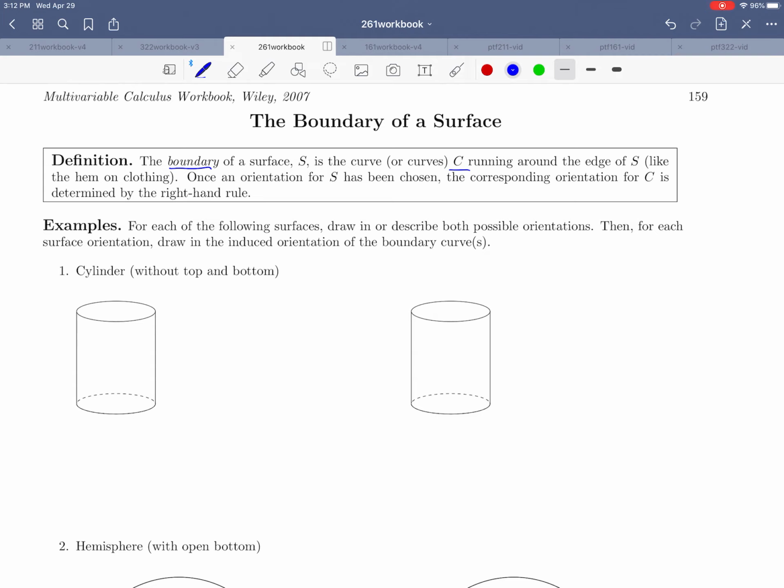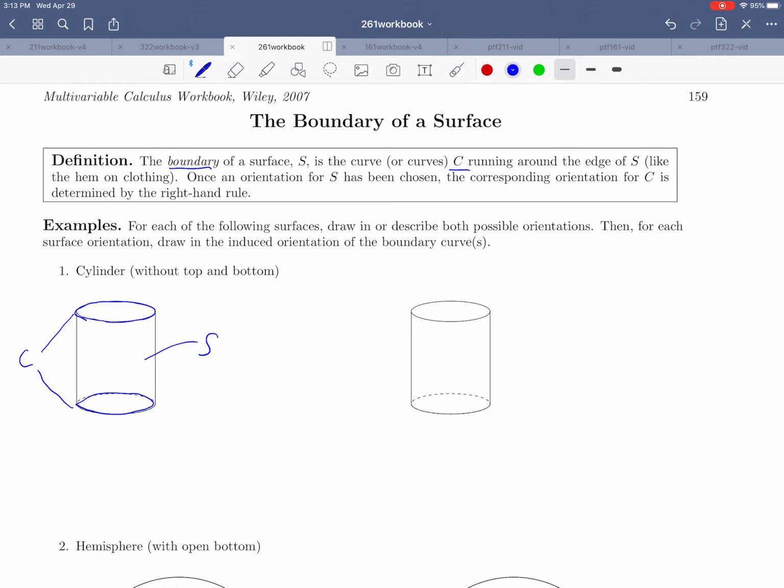All right, so we're looking at the same examples we looked at before. We have the cylinder, and the cylinder is open at the top and at the bottom. So we have two pieces to the boundary. This is our surface S, and the boundary curve is the top right here. This is one piece of our boundary C. And then we also have another piece of the boundary right here. Both of those together are the boundary curve C.